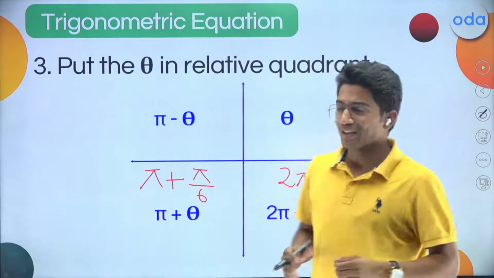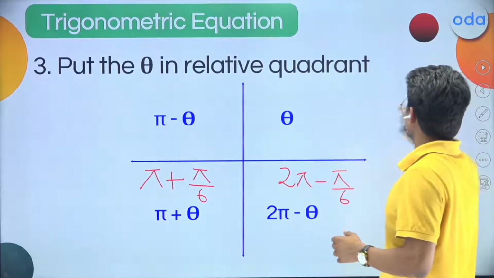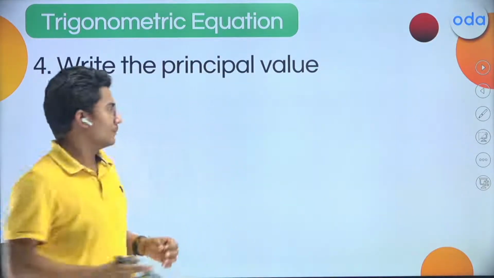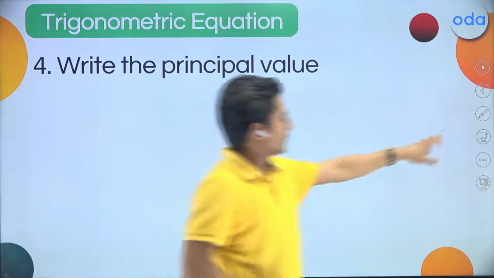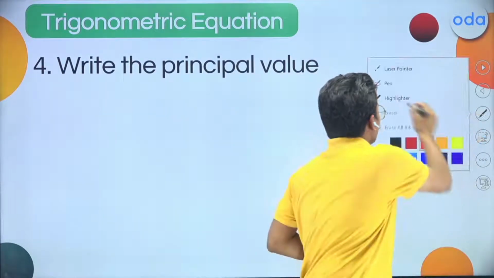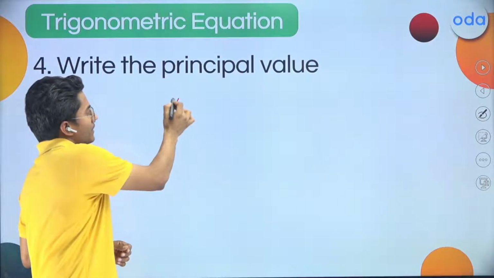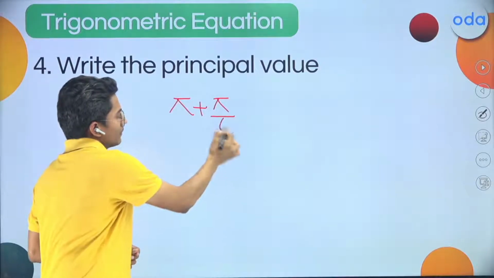So what is the next step? Next step is to just write the answer. And let me show you how you will write the answer. You will just say that I have got the first principal value as pi plus pi by 6. So pi plus pi by 6.